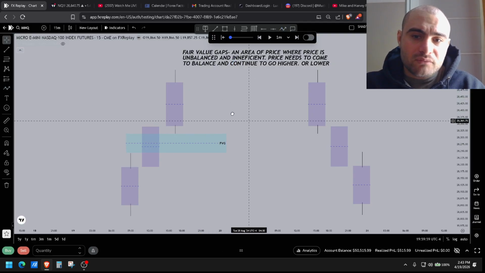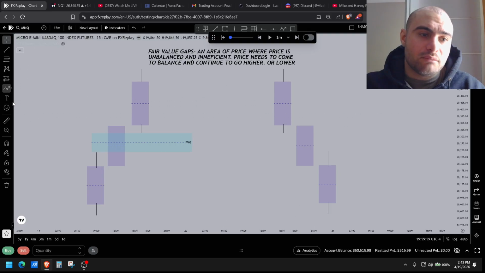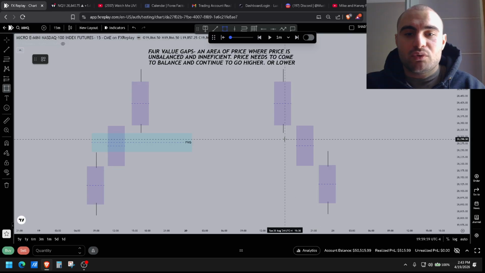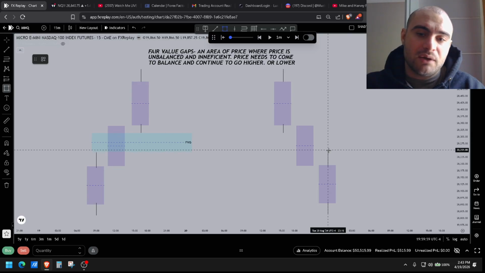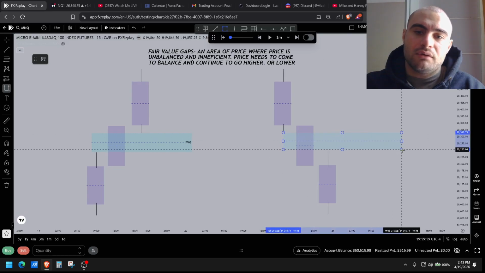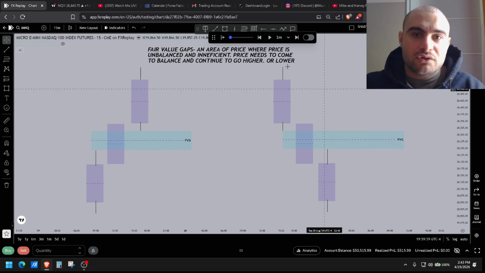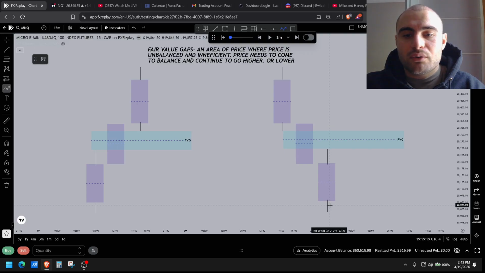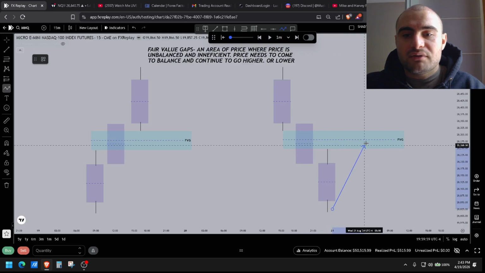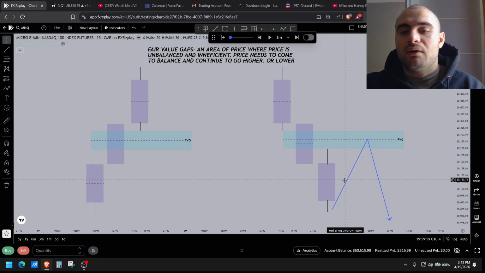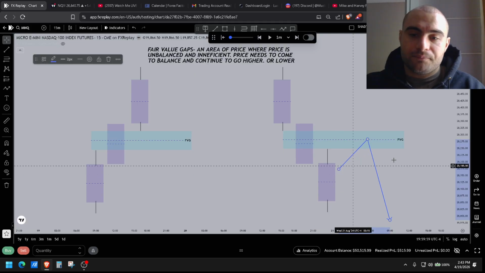Now, for our bearish example, it's the same thing, but we're heading down now. So what we'll have is the bottom of the first candle's wick. This second candle passed through it, and then there's a space between this candle's wick and this candle's high wick. So we'll go from here to here. So this is now our bearish fair value gap. What price is going to do now is trade back up into this fair value gap and continue to go lower. That's basically how fair value gaps work.